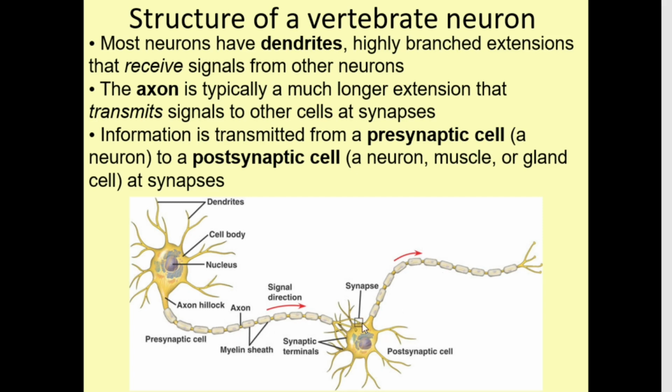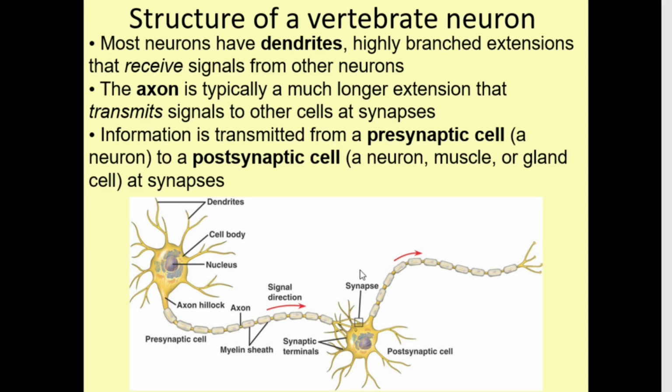So if you've got a synapse here, you know that this is the presynaptic neuron and this is the postsynaptic cell. This could be a neuron like it is here, but it could also be a muscle cell. So the presynaptic neuron could be sending a message for this muscle cell to contract. It could be a gland cell, so an endocrine gland. This neuron could be sending an impulse, or an action potential, to an endocrine gland to secrete a specific hormone.